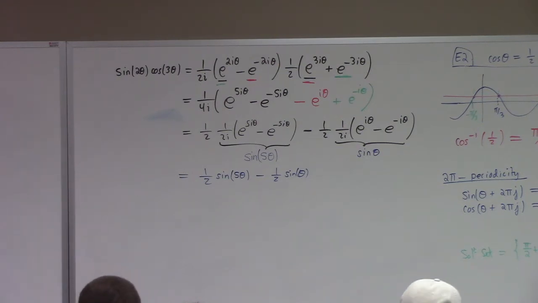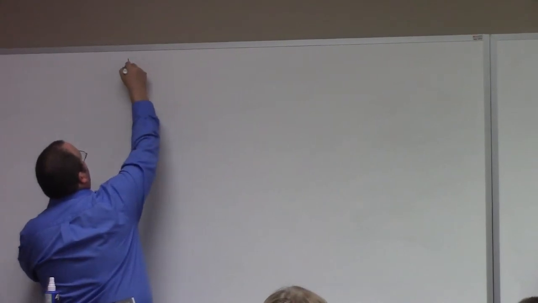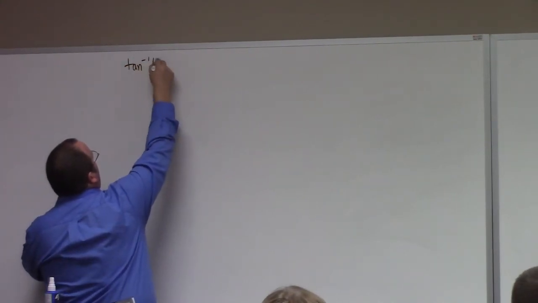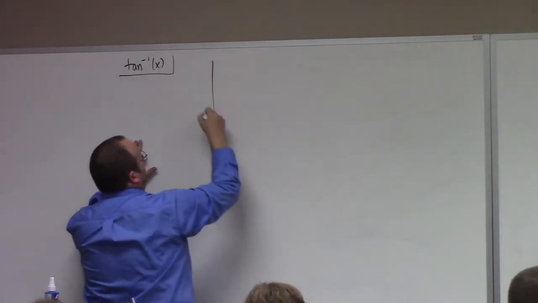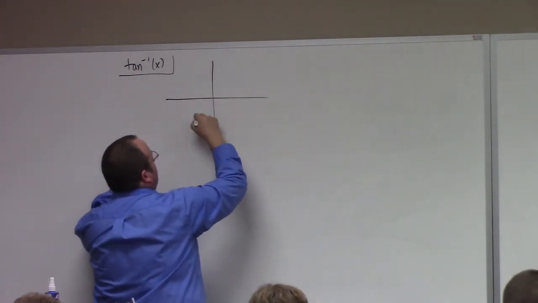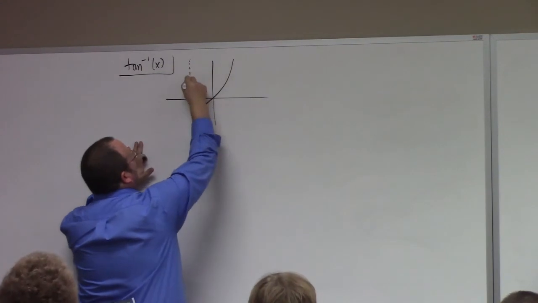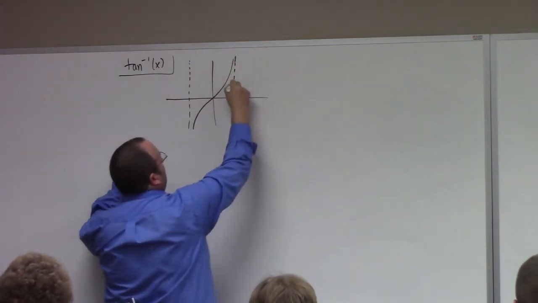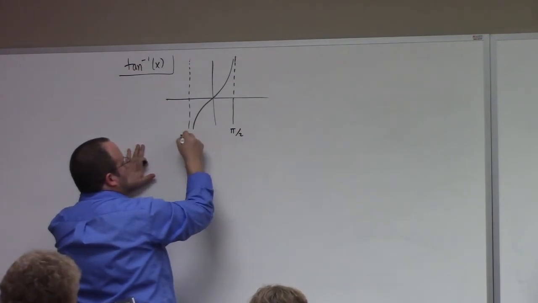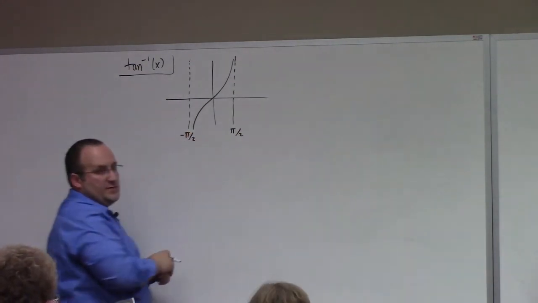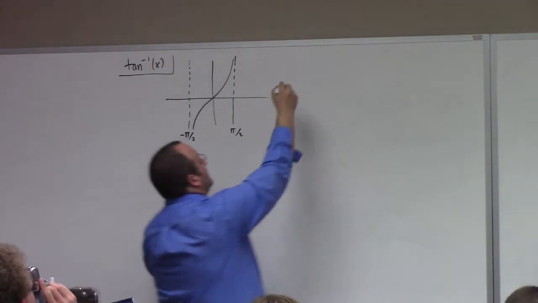So inverse trig functions are a little bit tricky, right? So let's talk about inverse tangent. So the graph of tangent is like this, right? Where are the vertical asymptotes? Pi over 2 and minus pi over 2, right? Because those are where what happens.